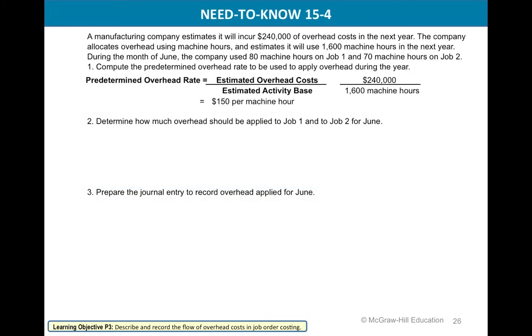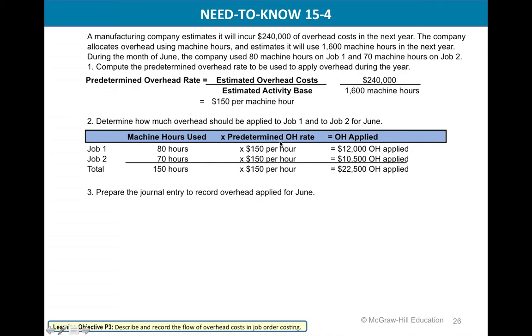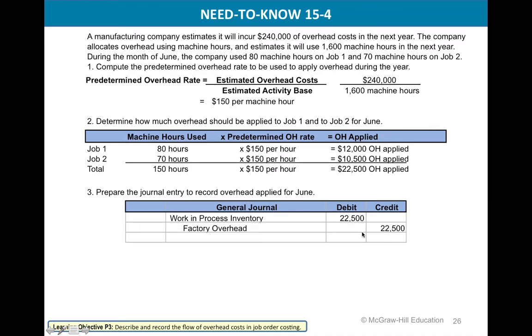And again here, it says in this case our base will be machine hours, so it should be $150 per machine hour. And we apply it to each job here, job 1, job 2. And record overhead. You want to credit to decrease, and of course now it's going to work in process because it's being increased.